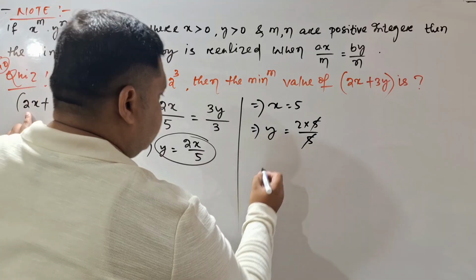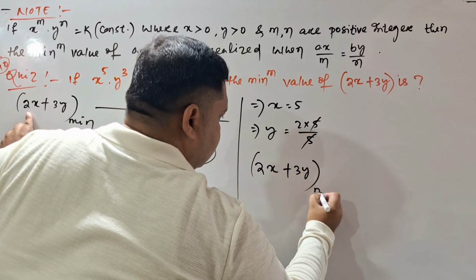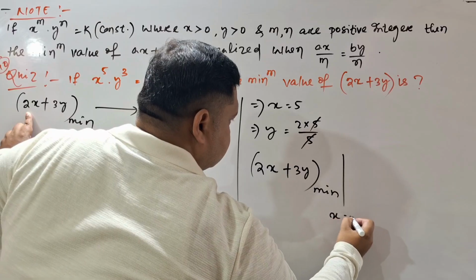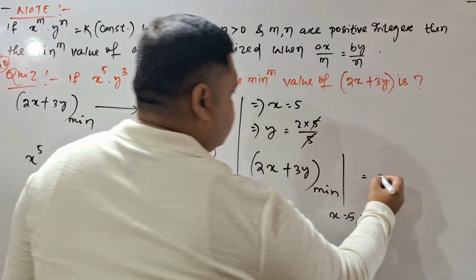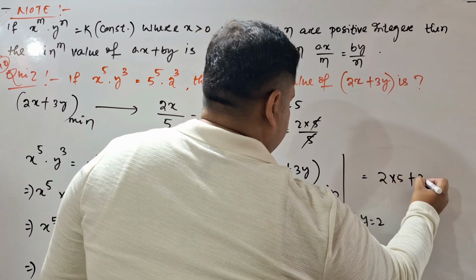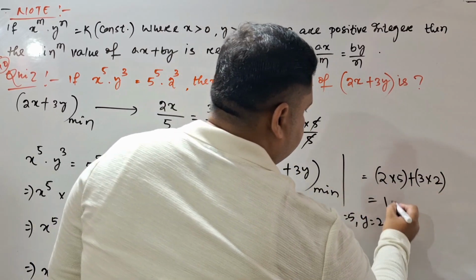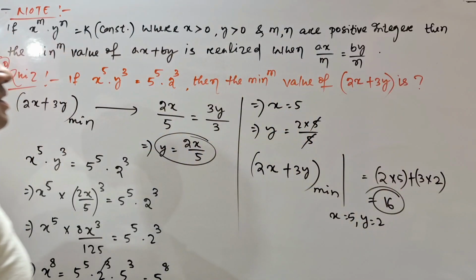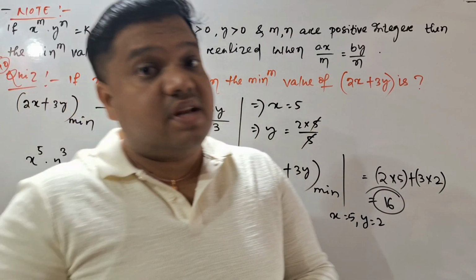The question is the minimum value. Minimum value of 2x plus 3y. Its minimum value occurs when x is equal to 5 and y is equal to 2. Just put it in. So 2 into 5 plus 3 into 2. So 10 plus 6, 16. 16 is the answer. Okay. So in this way you have to handle it. Very easy. You have to remember the statement, just like the previous one.